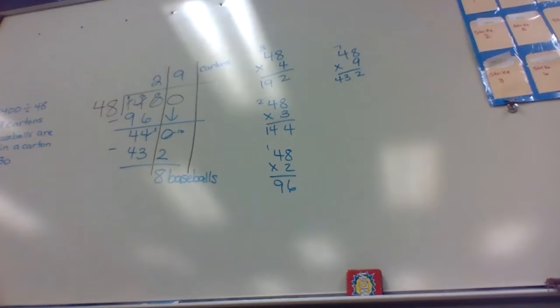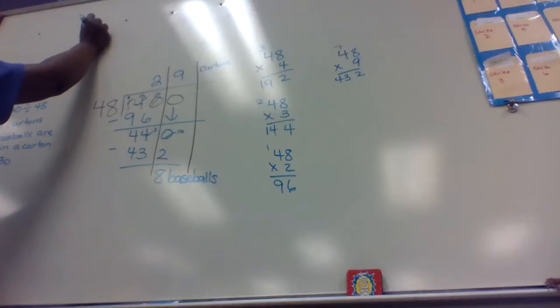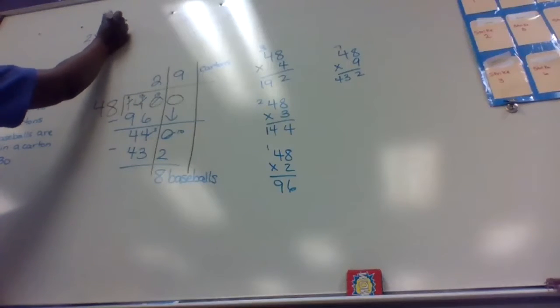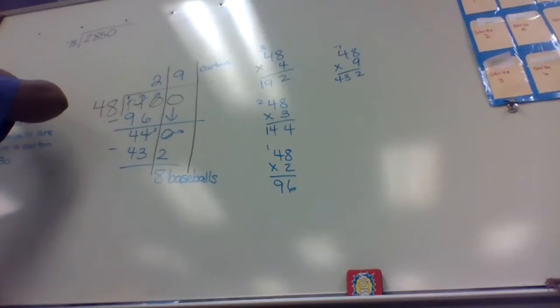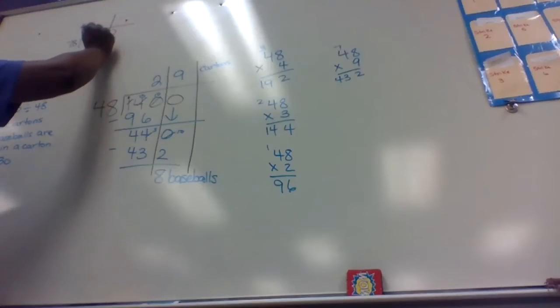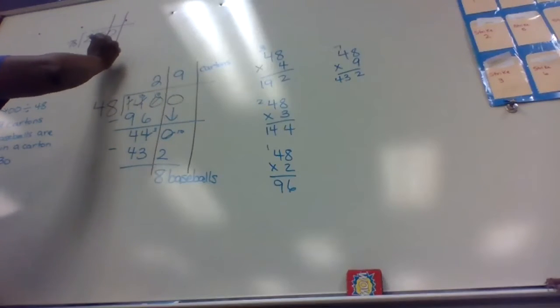All right, Henry has a length of string that is 2,850 centimeters long. He needs some pieces that are 78 centimeters long for an art project. What is the greatest number of pieces that Henry can cut? So how much string do we have? 2,850. And we want to know how many pieces he can cut that are 78.